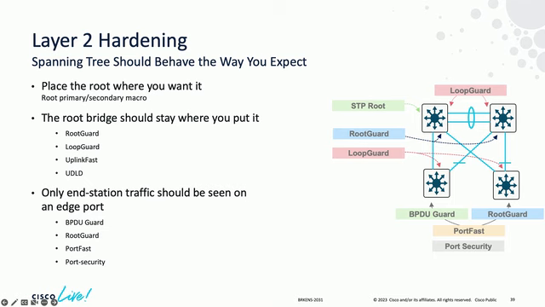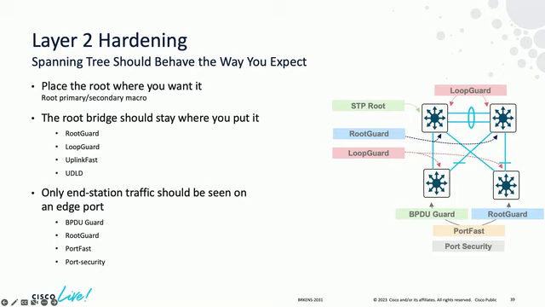primary root, secondary root macro, which can help us to put the root in a place where we want it to be, through additional features that can help us to guarantee that our root bridge stays in a place where we want it to be. So things like root guard, loop guard, uplink fast, UDLD. Through also additional features that we can enable on the access layer to make sure that our access layer is also protected, and we are limiting the chances of creating a loop through the access layer. And here the mechanisms are things like BPDU guard, root guard, PortFast, port security.